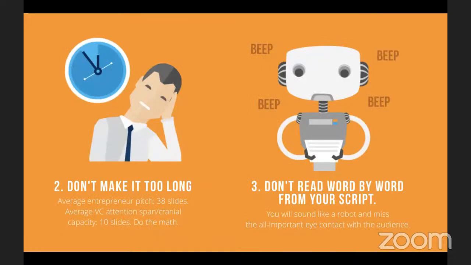Don't make it too long. An example here is that an average entrepreneur pitch is 38 slides, but the average attention span is 10 slides. So after the 10th slide, people literally zone out. So you want to keep it as much as possible to 10. I mean, if you get to 12, using the example that we have on this presentation, then 12 is fine, but as much as possible, try to keep it at 10.